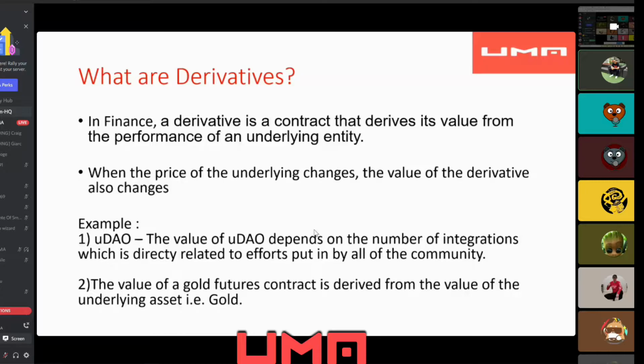Its value depends on actions of the community, which in turn depends on the number of integrations, which is directly connected to the actions and efforts put in by all of the community. So that's how UDAW derives its value. This is an example of a derivative. Another example would be the value of a gold futures contract, which is derived from the value of the underlying asset, that is gold.